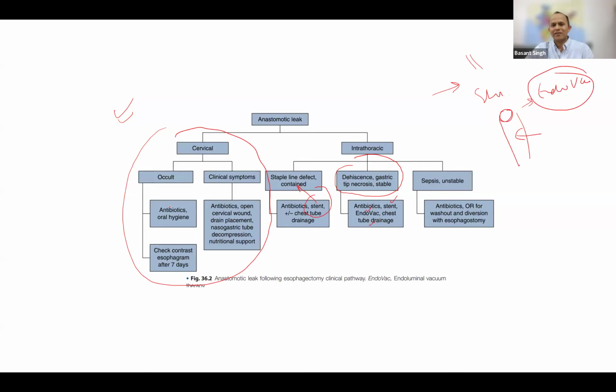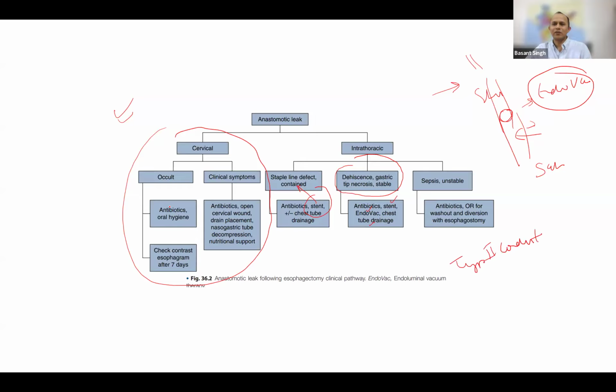If you have a small defect, less than 1/3, and there's no necrosis, you can put a stent across it. Okay, so the idea is to salvage the conduit. Earlier, the routine was that the moment you have a leak, you just take the patient to OT and do a cervical esophagostomy. But now they are talking about all these antibiotics, stents, endovac. So you try to manage it conservatively so that you salvage this conduit. Okay, so that is what we'll call it. So if you see the definition also, in the new Shackelford, even the old Shackelford, this is a type 2 conduit necrosis.